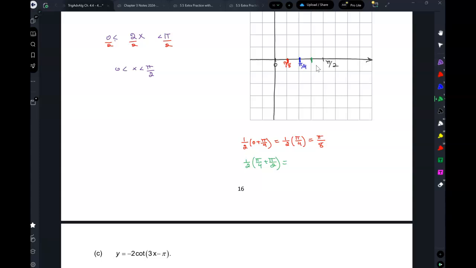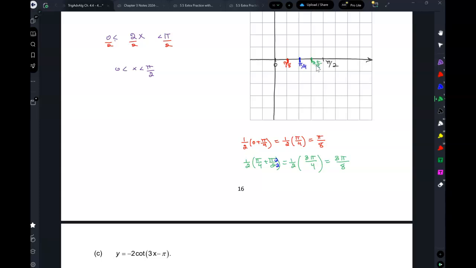So we've got to make a common denominator. Multiply this by 2, right? To make it 4. So now I get half of, what do we get here? Pi plus 2 pi? 3 pi over 4. So then it'll be 3 pi over 8. So go through that process.